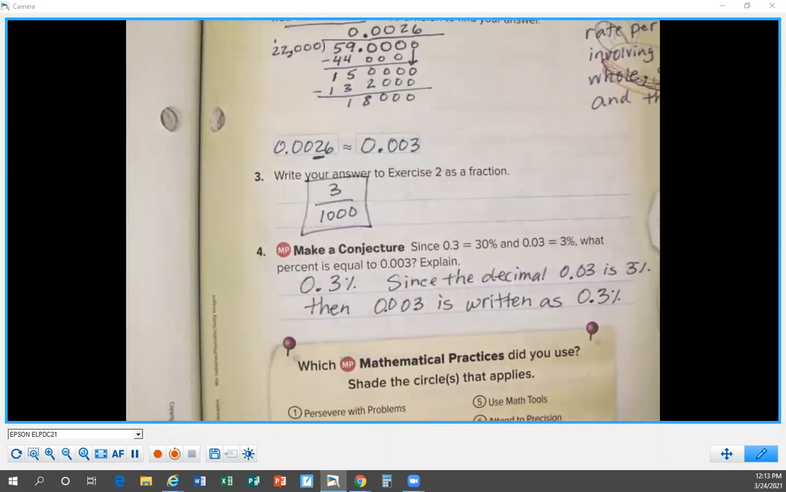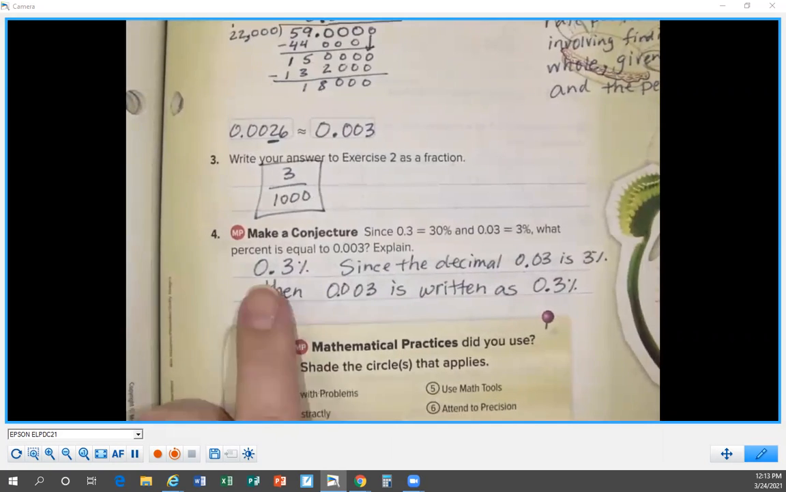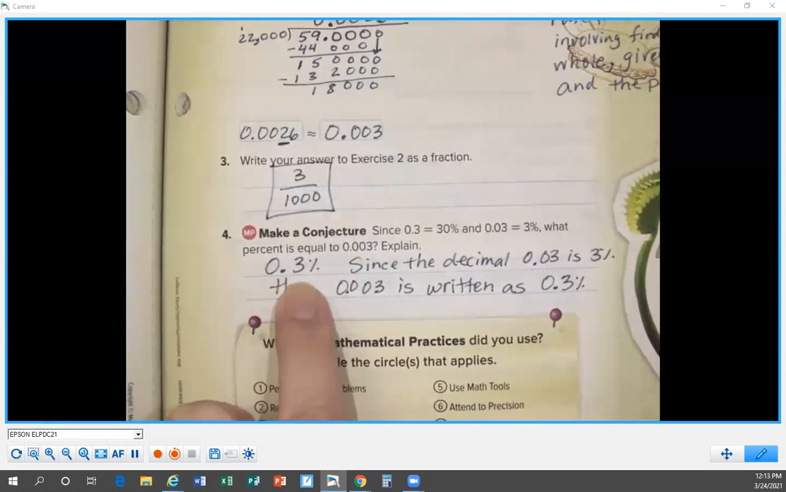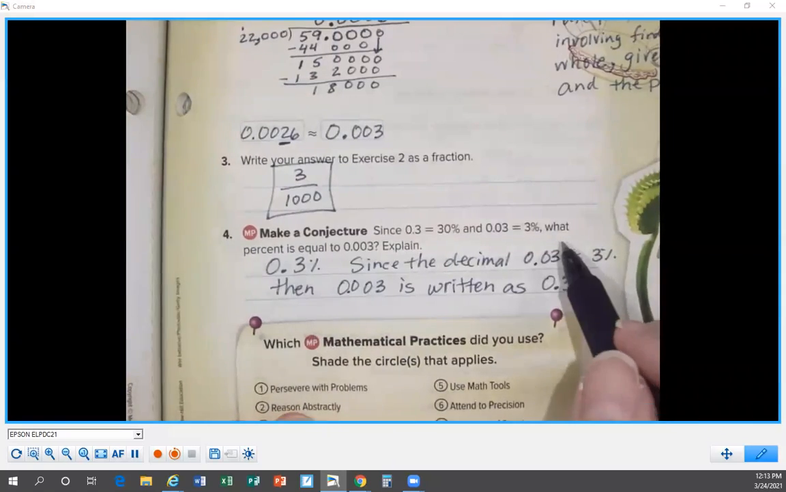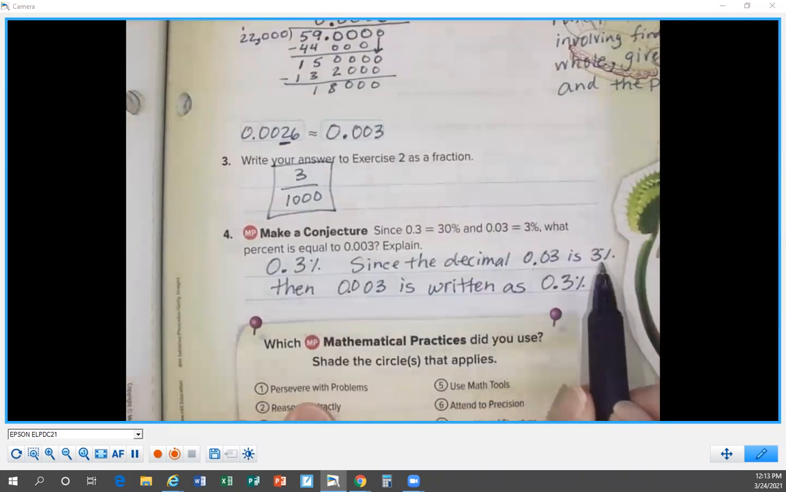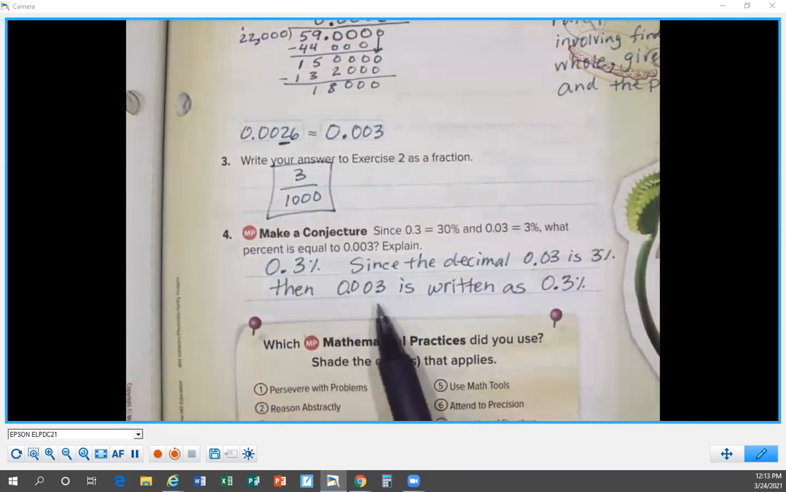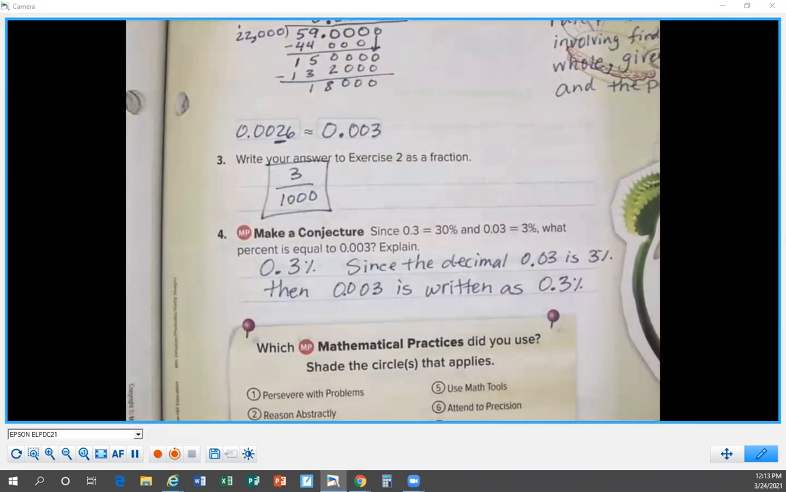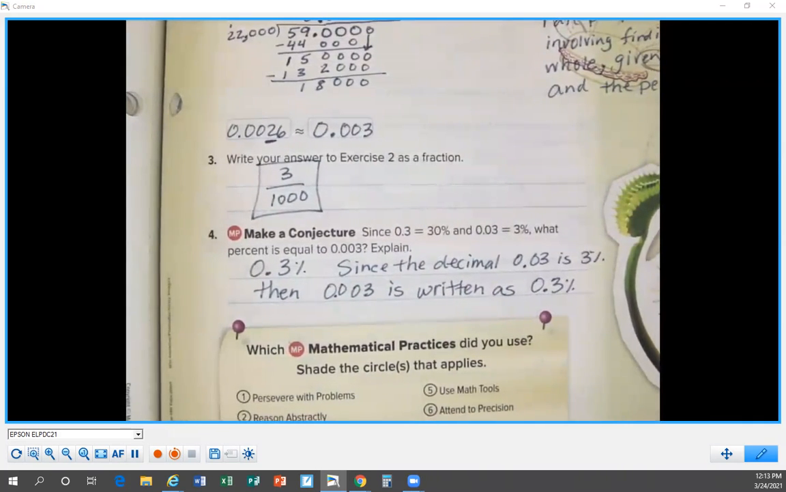Okay, so I'm going to read that again because there's a lot of decimals and percents in one sentence. So since the decimal 0.03 is 3%, then 0.003 will be written as 0.3%, so 1 decimal place over. Okay, so that was page 117 about carnivorous plants.